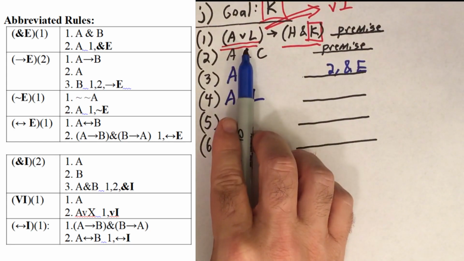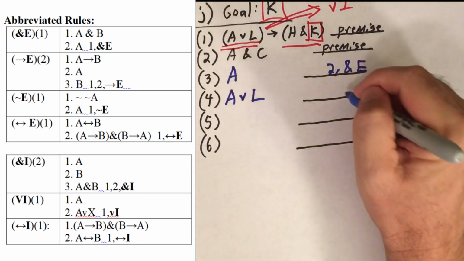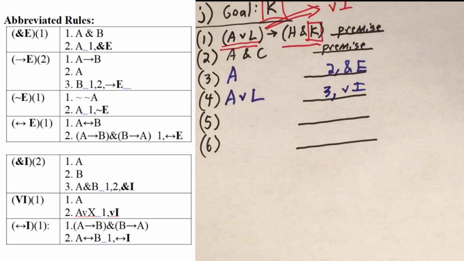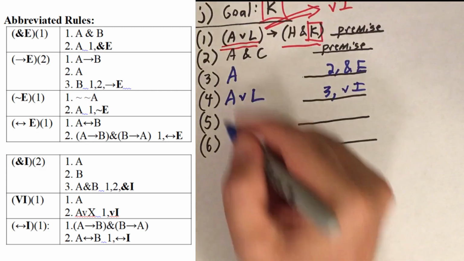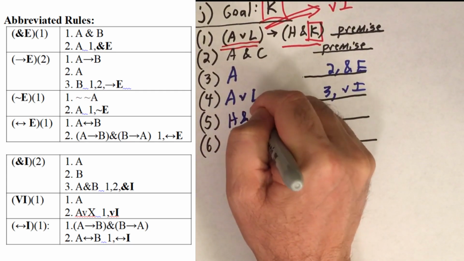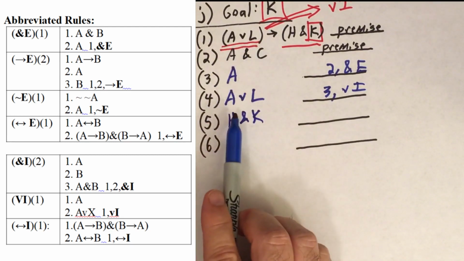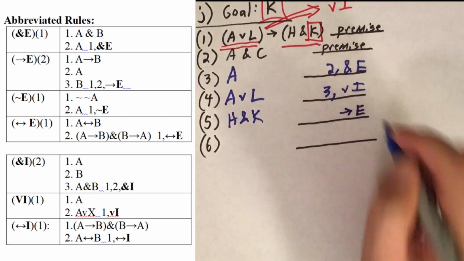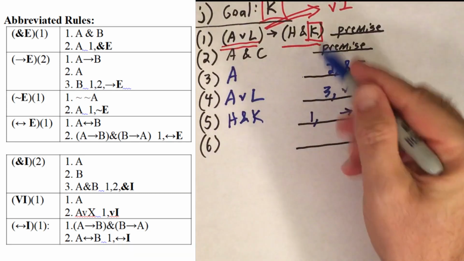Where did I get it? I didn't get it from line 1. That's illegal. I created it from line 3. I used an OR introduction, one line of justification where I know one side is true. That was the A in line 3. I have A or L, so now I can get the right side of that conditional, H and K. Do you see it? In line 1, it says if A or L is true, and it is, then H and K is true. That is my very popular conditional elimination rule. I use the conditional in 1 by proving the left side in 5.